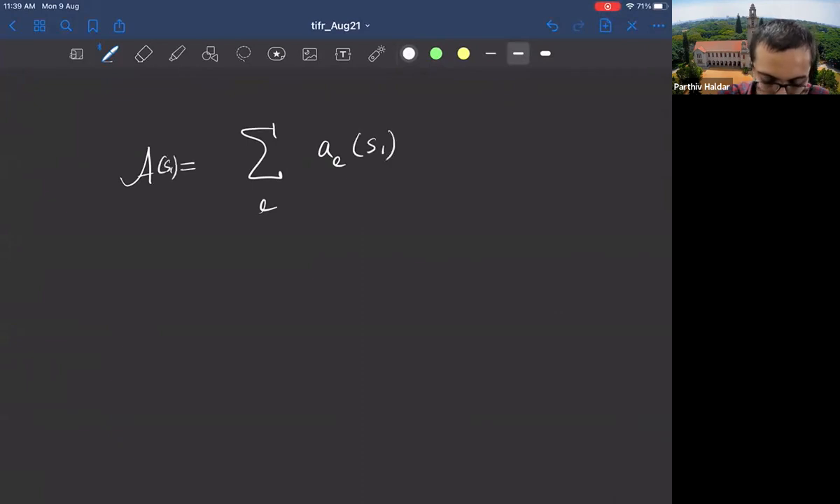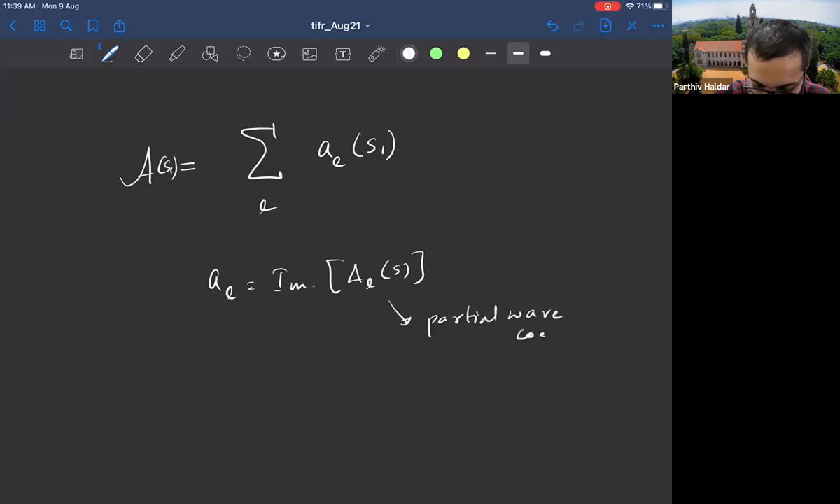So these are S1. These ALs are essentially the imaginary part of the corresponding AL, which are the usual partial wave coefficients that enter in the partial wave expansion of the amplitude, times, of course, a PL, the Gegenbauer polynomial, and there is a normalization factor phi.